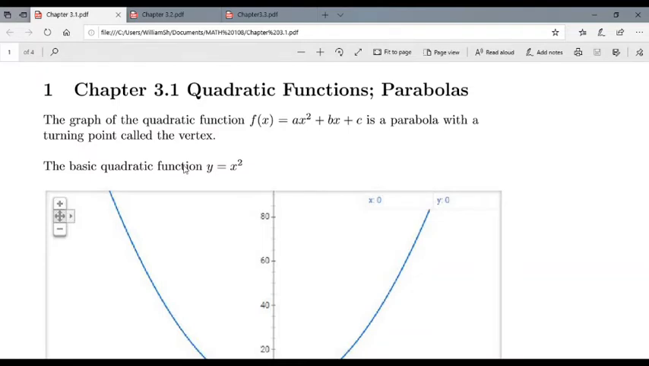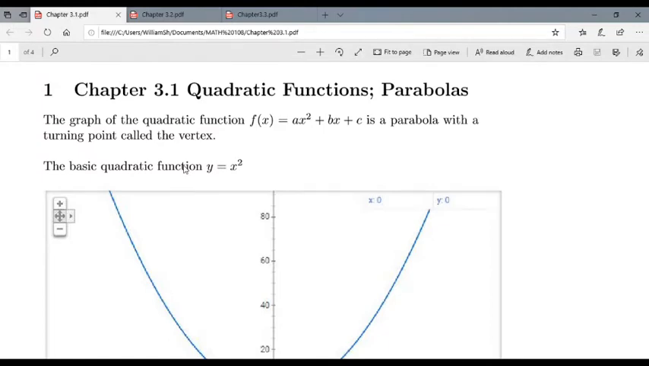Alright class, let's look at chapter 3.1, quadratic functions, parabolas. The graph of the quadratic function f of x equals ax squared plus bx plus c is a parabola with the turning point called the vertex.